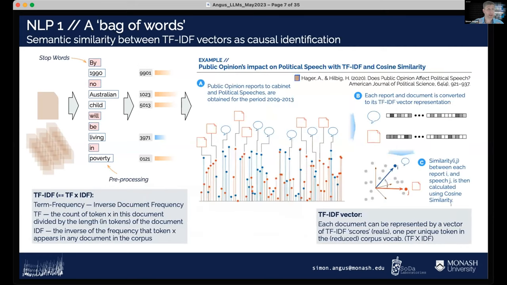You can do slightly more elaborate things, which is using TF-IDF. So you can actually create a vector which represents all of those words, again in no particular order, but just says, let's look at the frequency of their use in the document. Let's look at their frequency of use across documents. So we get the term frequency and the inverse document frequency. And then we can create a vector which represents each document.